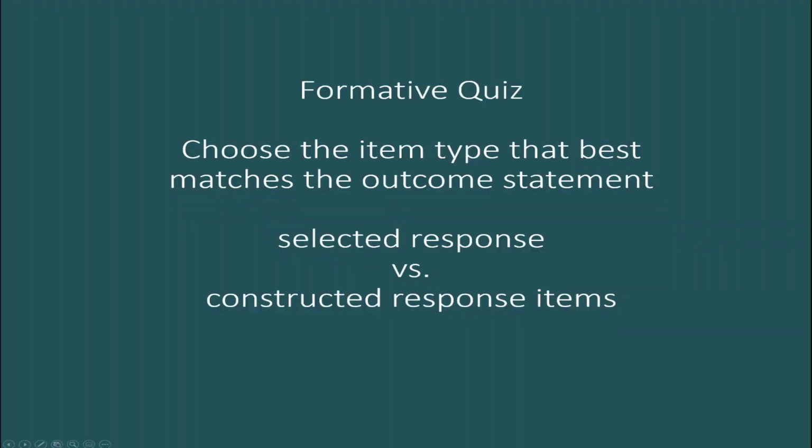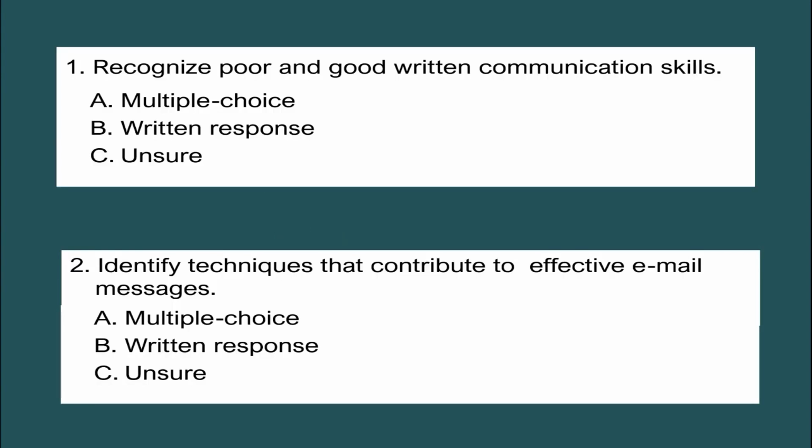So here's a little formative quiz for you. Choose the item type that best matches the outcome statement. So we've got the battle: selected response versus constructed response items. Number 1, recognize poor and good written communication skills. Well, it's recognize, so it's probably multiple choice, you think. Now you see that unsure?